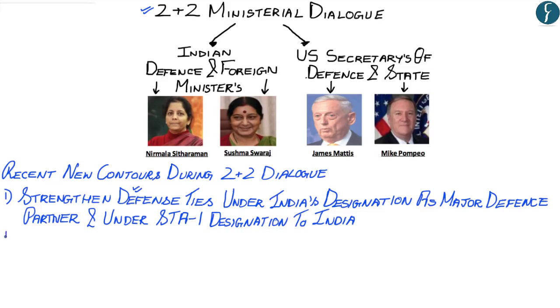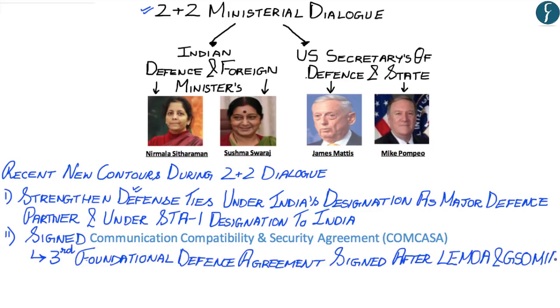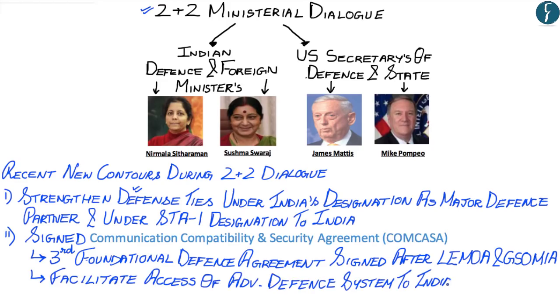The second main development during the meeting was that India and the United States signed the COMCASA Defense Agreement, wherein COMCASA is the third foundational defense agreement of the United States that has been signed between India and the US. The signing of COMCASA would facilitate the access of advanced defense systems to India, wherein it would allow access to equipment for encrypted communication.